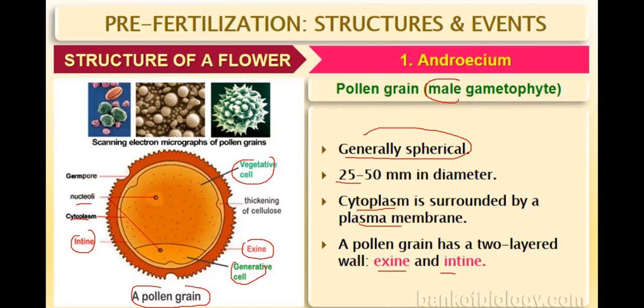Sometimes the question will be: draw a well-labeled diagram of a mature pollen grain. So you have to show two cells: the generative cell, which is smaller, and the vegetative cell. These cells have a single nucleus. Then there is the inner layer, the intine, and the external layer, the exine, and at certain positions there are germ pores.